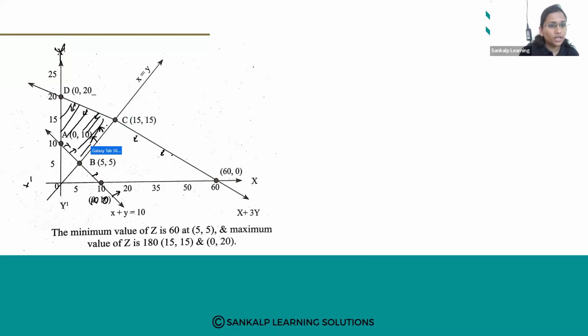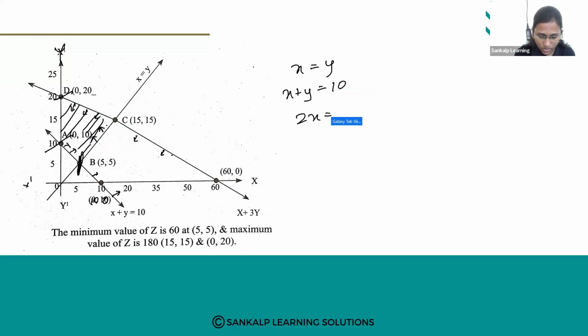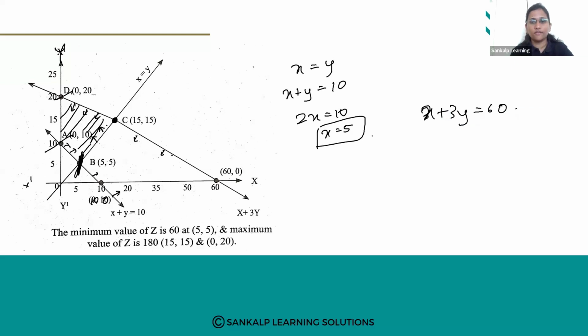Yes, so for this, what are the corner points? 0, 20, 0, 10, and this is the intersection of x equals y and x plus y equals 10. Since x equals y, here I'll get 2x equals 10, so x equals 5. If x is 5, y is also 5. So this point, the intersection, is 5, 5. Now this point is also a corner point of the feasible region. This is the intersection of which lines? x plus 3y equals 60 and x equals y. Correct?